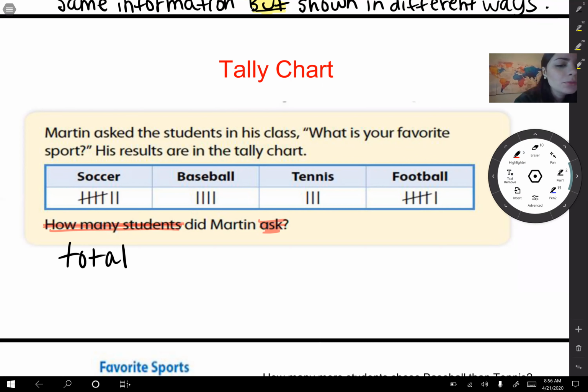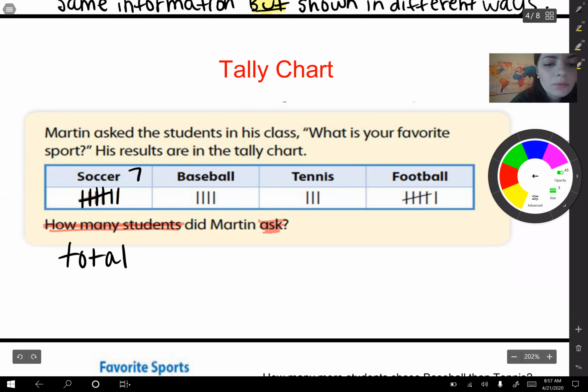So once again, I want us to practice with the counting our tallies. So we're gonna do 1, 2, 3, 4, 5. And I want you to make that action. Say that when you count 5. 6 and 7. So 7 for soccer. And then we have 1, 2, 3, 4 for baseball. 1, 2, 3 for tennis. Football. Remember, 1, 2, 3, 4, 5, and 6 for football.